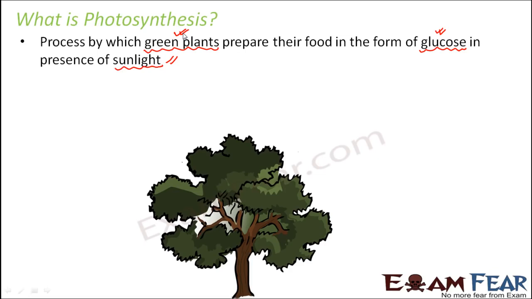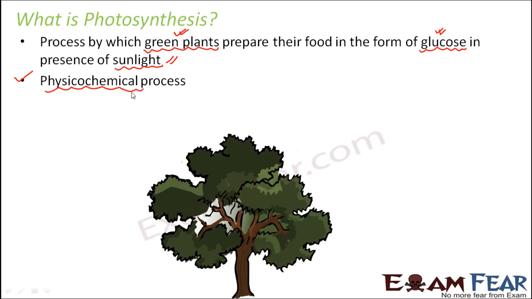Now, this is a natural process, you can say. We do not tell the plants, "Okay, it's time to prepare food now, so start preparing your food." It doesn't happen like that. It is a natural process. It happens on its own in nature. So, photosynthesis is a physico-chemical process.